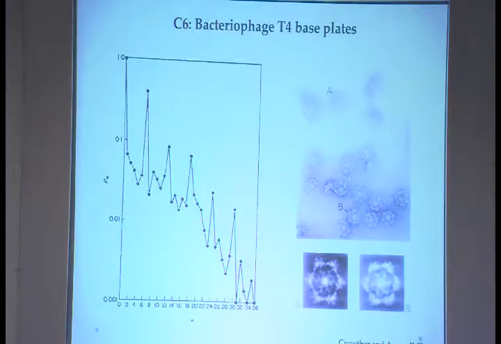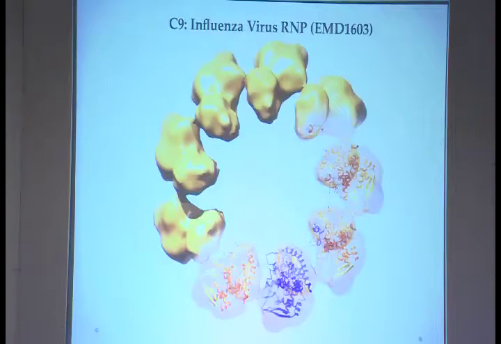Not going through all of the CN symmetry point groups. Here's a C9, which is a ribonucleoprotein from influenza virus, and this is the way it's organized, and you can see that there is a C9 symmetry.